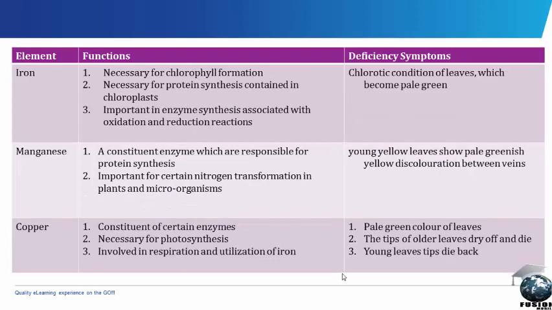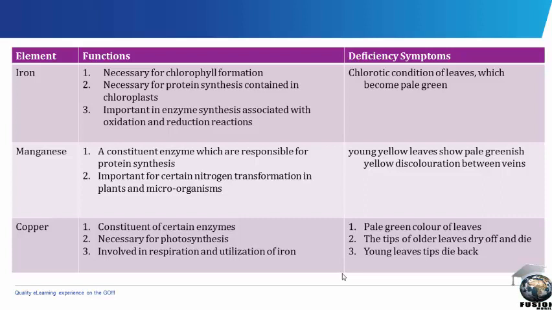Iron. Iron is necessary for chlorophyll formation. It is necessary for protein synthesis contained in chloroplasts. It is important in enzyme synthesis associated with oxidation and reduction reactions. Deficiency in iron causes a chlorotic condition of leaves, which become pale green.